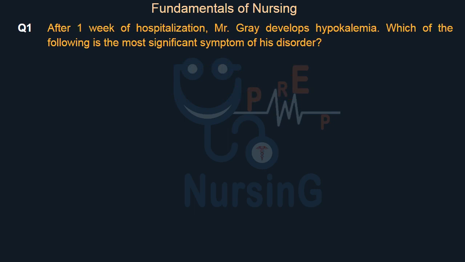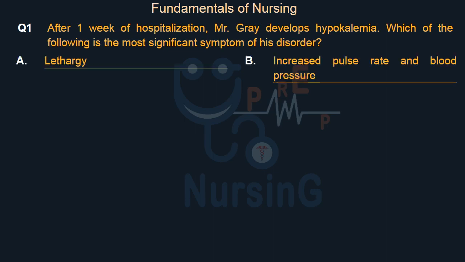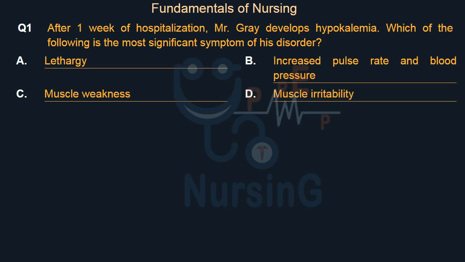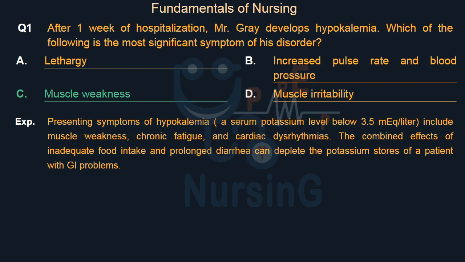Fundamentals of nursing. After 1 week of hospitalization, Mr. Gray develops hypokalemia. Which of the following is the most significant symptom of his disorder? Option A. Lethargy. Option B. Increased pulse rate and blood pressure. Option C. Muscle weakness. Option D. Muscle irritability. Right answer is Option C. Muscle weakness. Presenting symptoms of hypokalemia, a serum potassium level below 3.5 mEq/liter, include muscle weakness, chronic fatigue, and cardiac dysrhythmias.